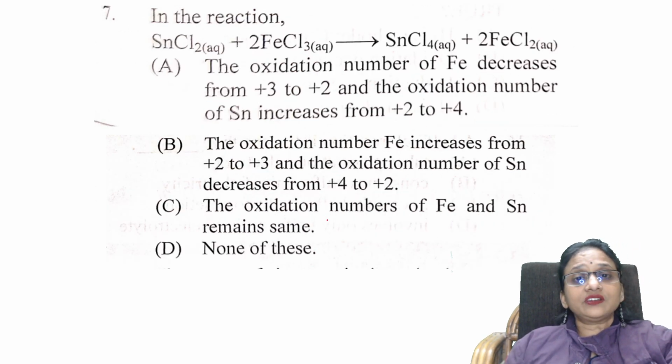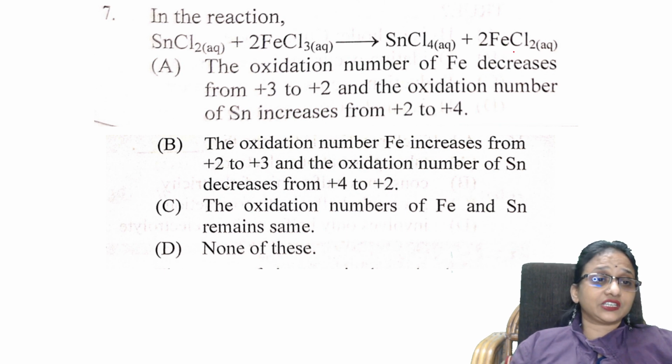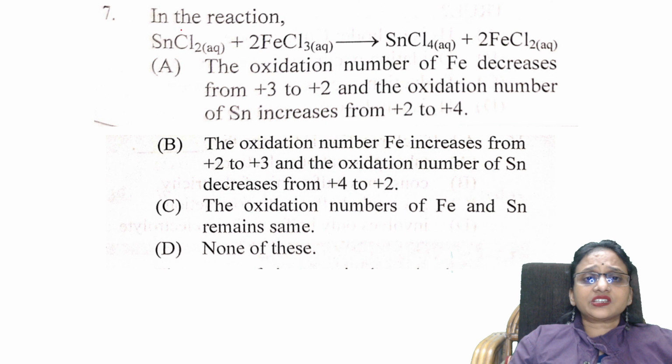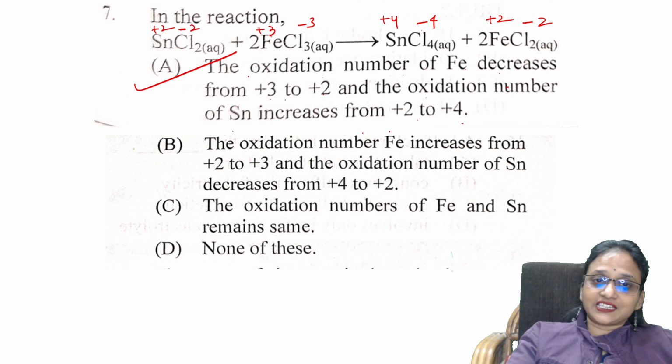Next question. In the reaction, SnCl2 plus FeCl3 gives SnCl4 plus FeCl2, what is right? Careful, students. When such questions are given to you, please check the oxidation numbers. Here, how much is it? This is minus 2, plus 2. Here, minus 3, plus 3. Here, minus 4, plus 4. Here, minus 2, plus 2. So, let us see. The oxidation number of Fe decreases from plus 3 to plus 2. Yes, it is right. The oxidation number of Sn increases from plus 2 to plus 4. Easy answer. Right. Next question.